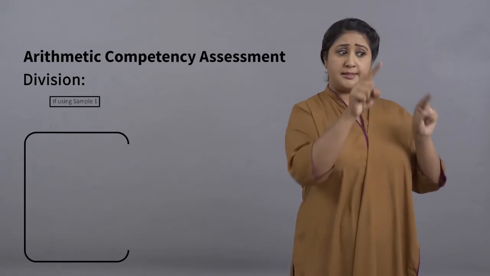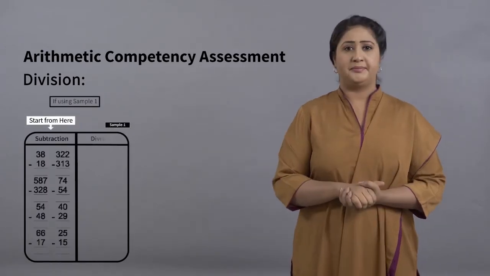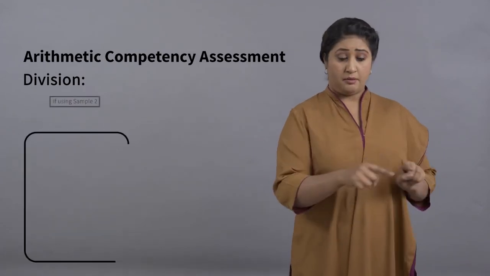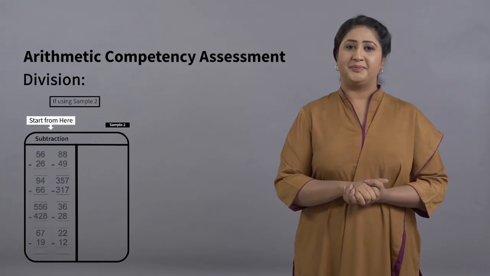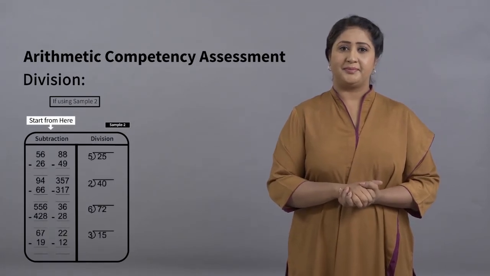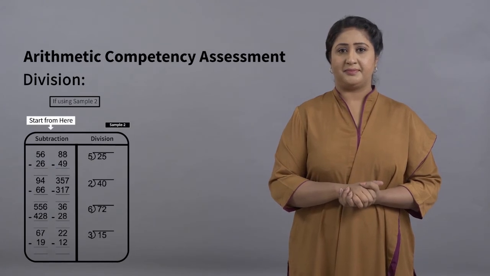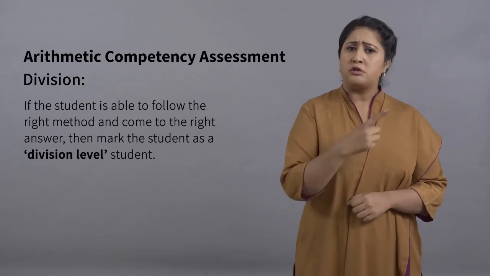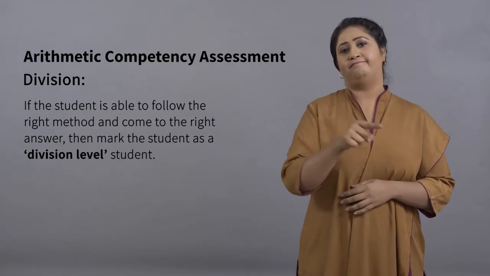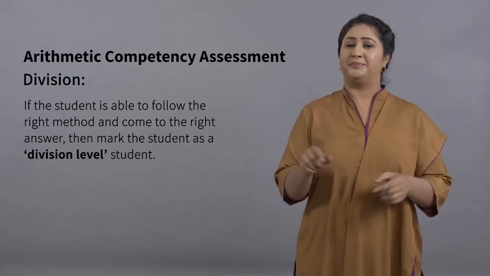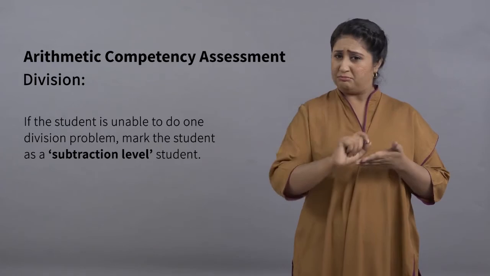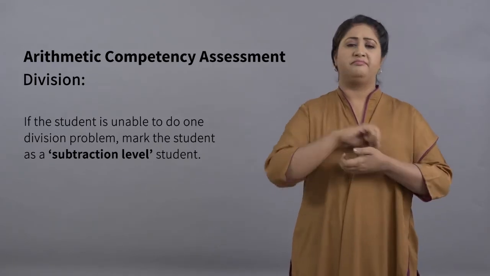Sample 1. Sample 2. If the student is able to follow the right method and come to the right answer, then mark the student as a division level student. If the student is unable to do one division problem, mark the student as a subtraction level student.